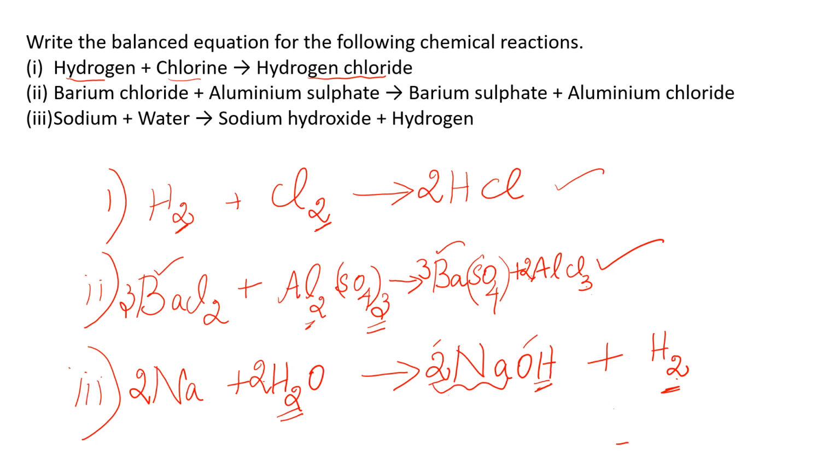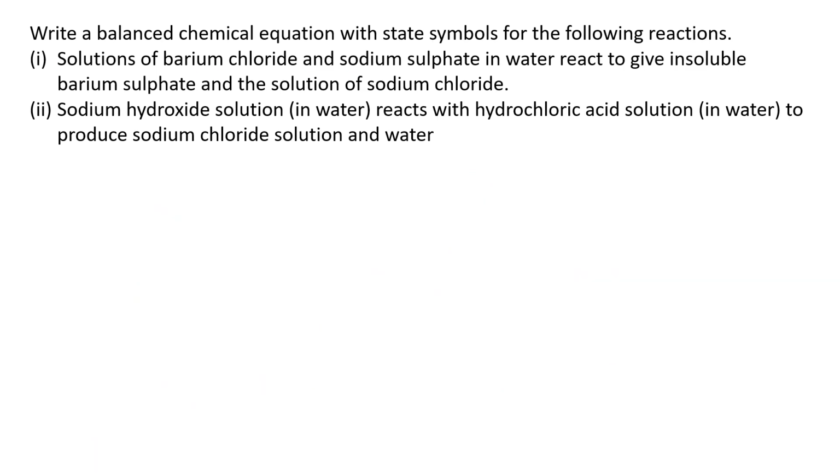Okay, so this is how you have to write the formula and the symbols. You have to work out more examples. If there is any doubt, you can give your doubt in the comment section. Now write a balanced equation with state symbols for the following reactions.